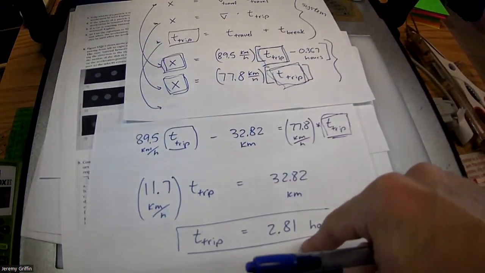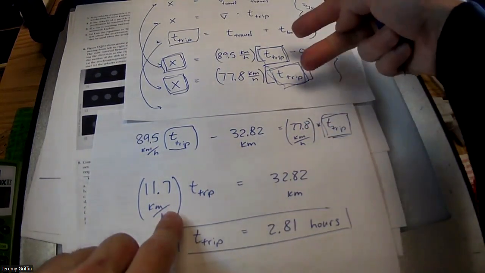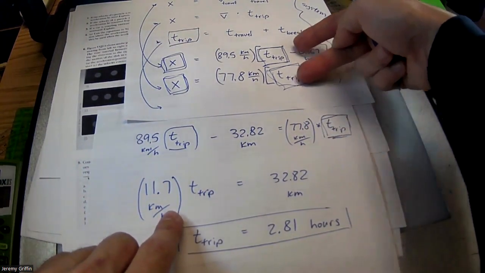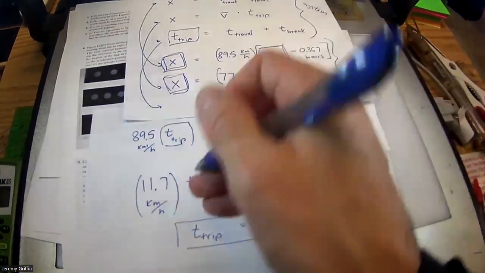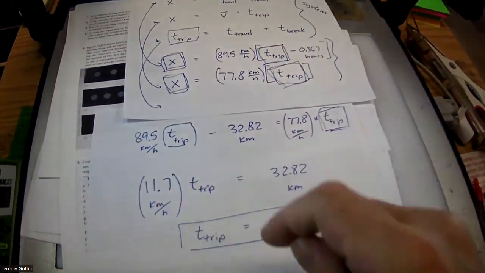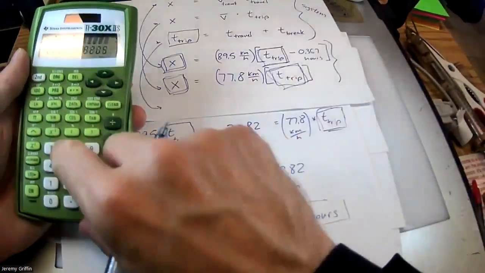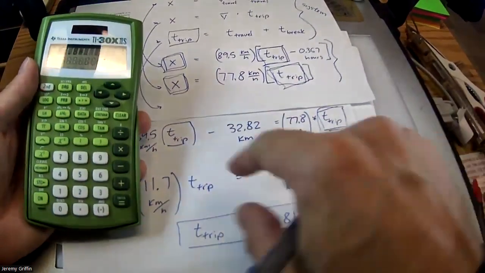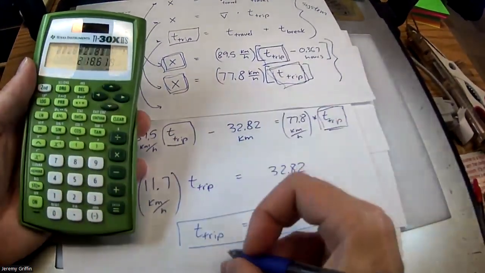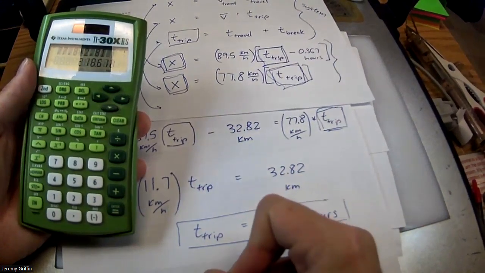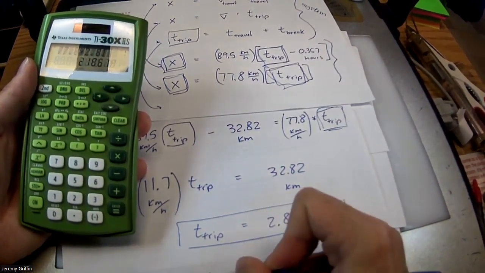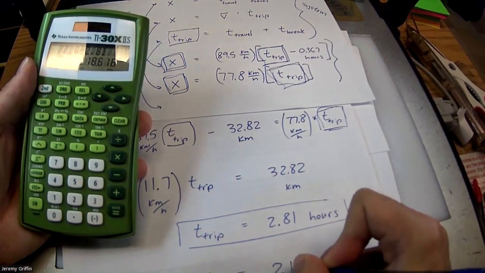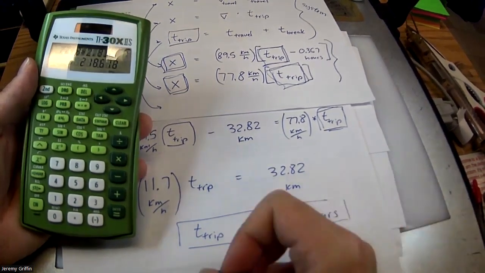I'm going to take this total trip time. I should be able to plug it into either one of these equations and get the same x, right? Okay. Let's see if I do. x equals some number of kilometers. Let's try it out. With 77.8 times this, I'm getting x equals 219 kilometers, rounding a little bit.